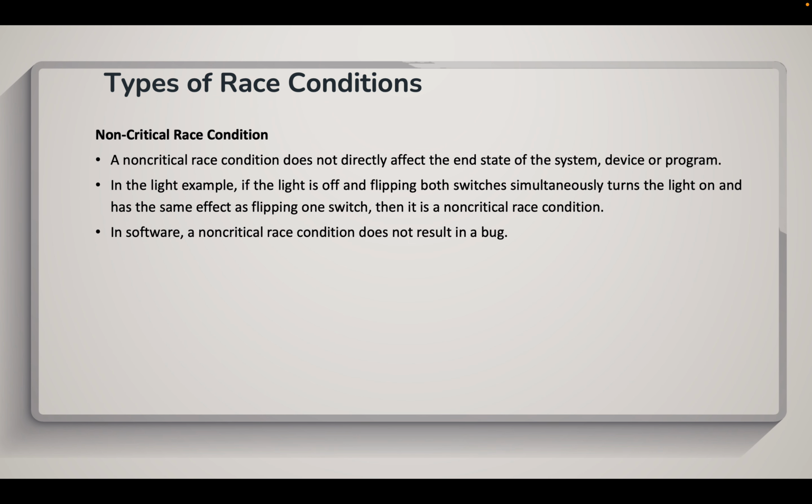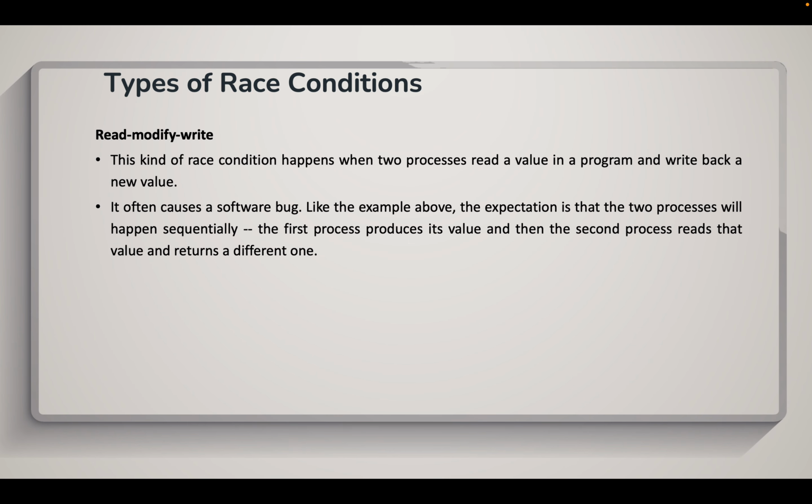Non-critical race conditions: a non-critical race condition does not directly affect the end state of the system, device or program. So a non-critical race condition does not result in a bug, but it decreases the performance of the system. Types of race condition: read, modify, write. This kind of race condition happens when two processes read a value in a program and write back the new value.